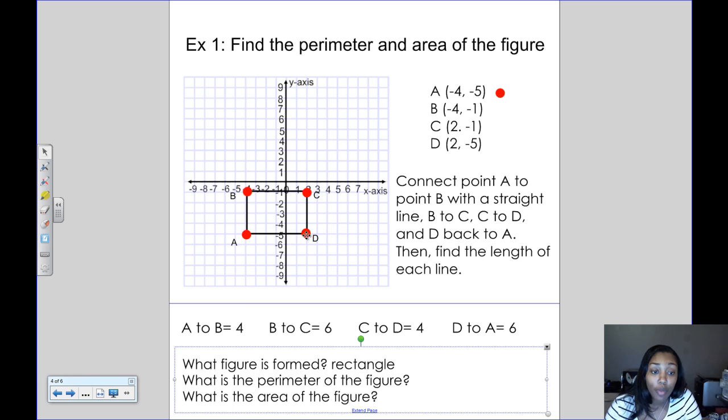So we know 4 plus 6 is 10. Plus another 4 is 14. Plus another 6 is 20. So we know that the perimeter of the figure is 20 units.